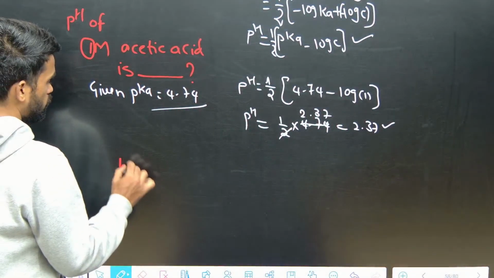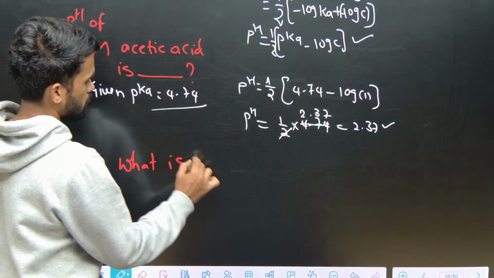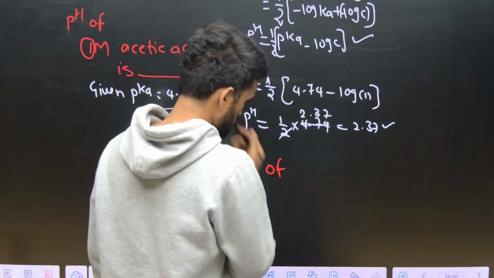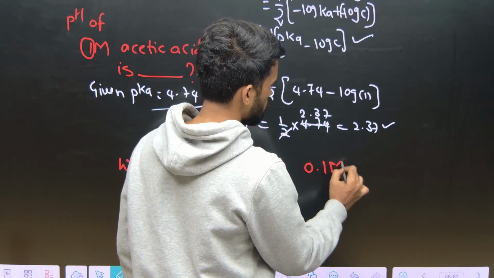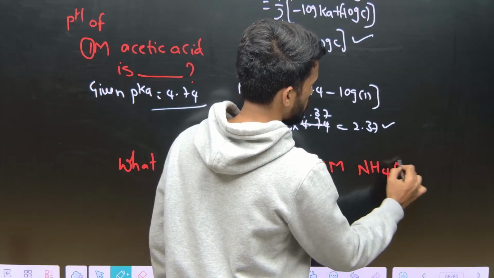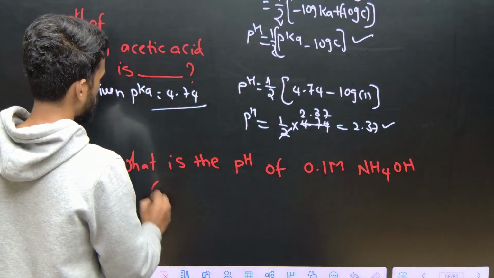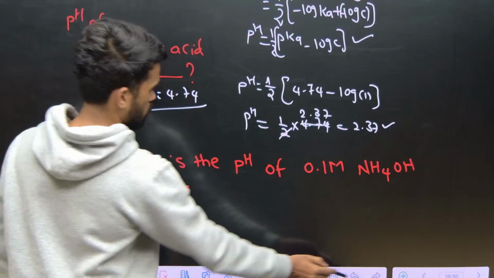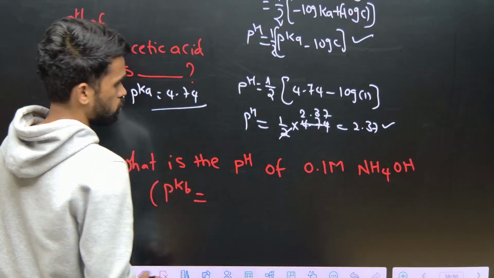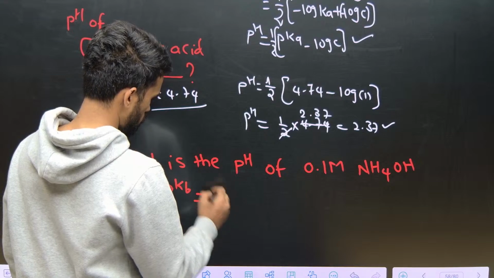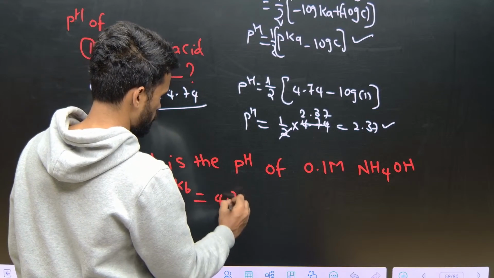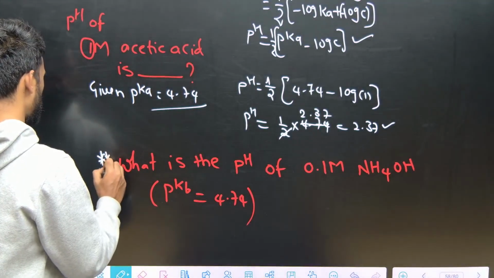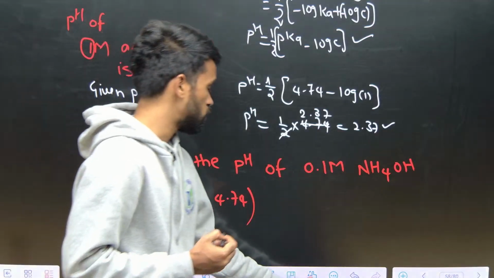What is the pH of 0.1 molar NH4OH having pKb equals to, you can take pKb as 4.74 only here also. So, this is like an approximate question, a hypothetical question you can consider.